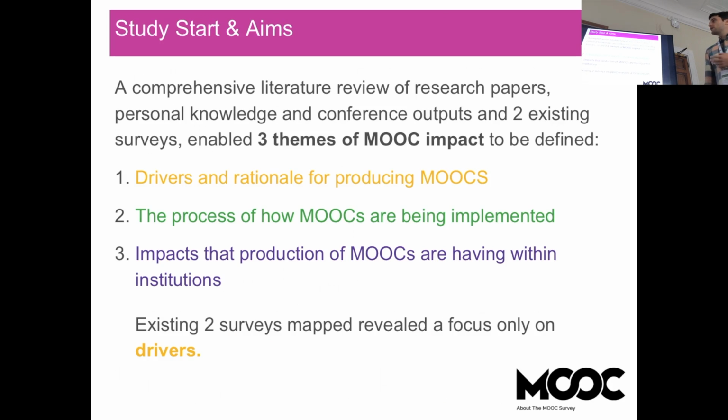And what I found is that it seemed there were 3 main themes. There were drivers and rationales for producing MOOCs, so the reasons why institutions claimed they were going to produce them. Then there was the area of how they are going to be implemented: how have they been produced, how have they organised people, have they hired people, have they hired external companies, how has it worked with the flow of information around institutions.